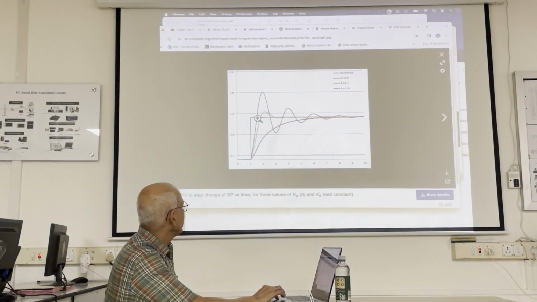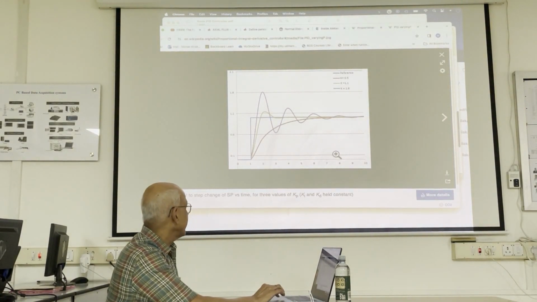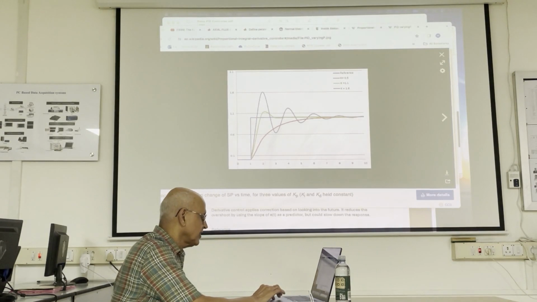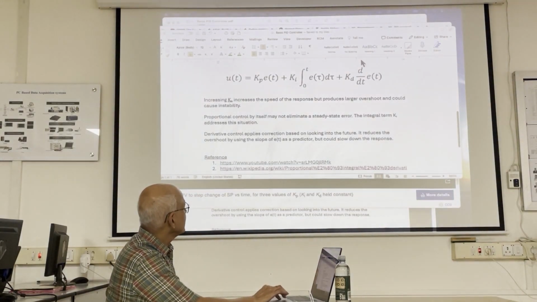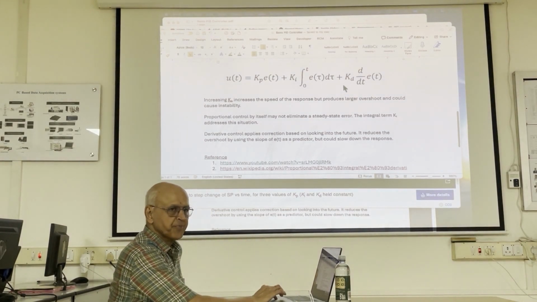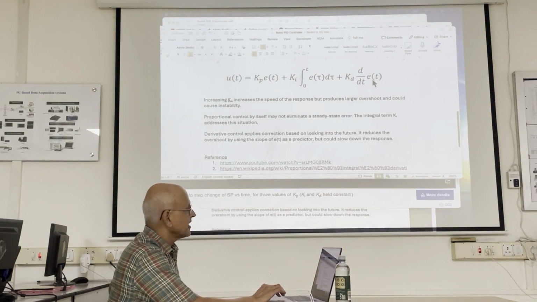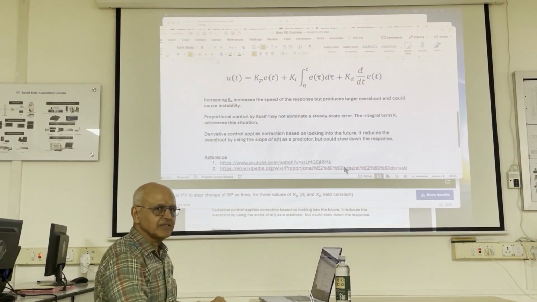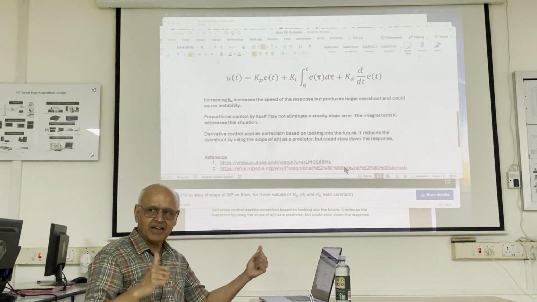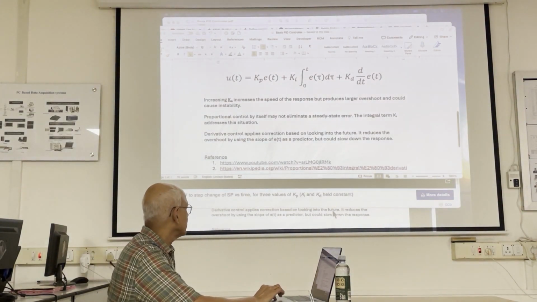So what if we don't like this huge overshoot? Okay, let's go back and look at the original document, which is this. Look at this down here. So if you plot out E of t, and it's possible for you to plot E of t, because obviously you have the set point and the response, so you can find the error. So how will that look like? Let's take a look.